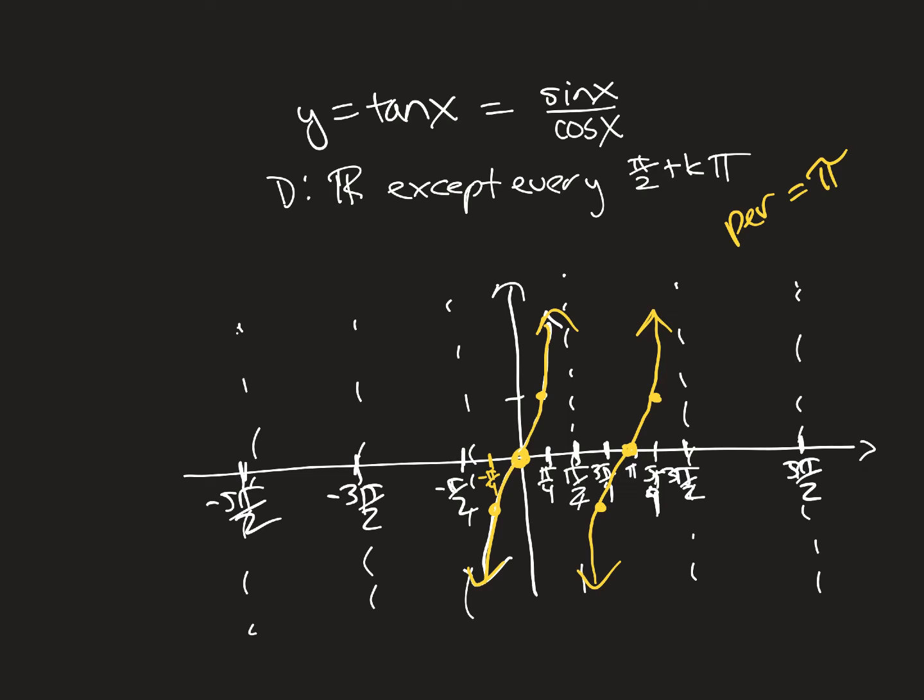And notice if I want to get a single period, I'm not doing the quadrantal angles this time. I can think of plotting, sure, the quadrantal angles, but also thinking about plotting pi over 4, 3 pi over 4, 5 pi over 4, and 7 pi over 4, and so on. Okay, so the period is pi, and the range is all reals.